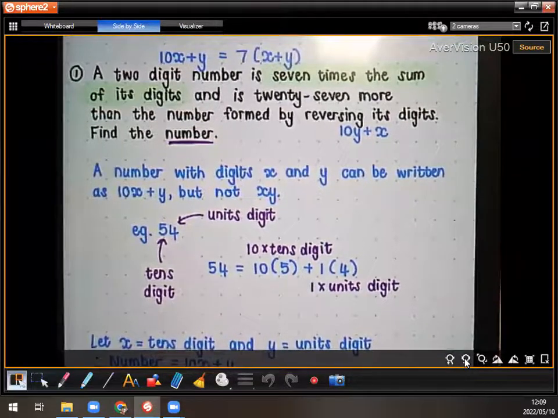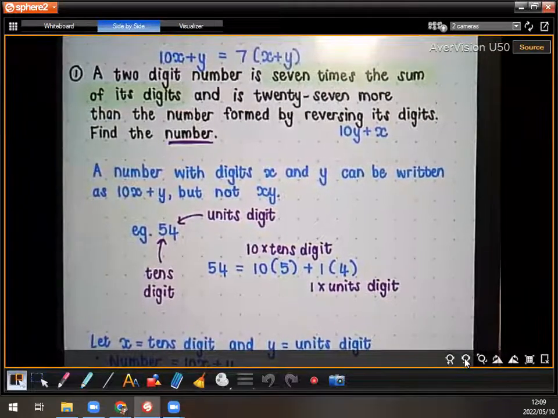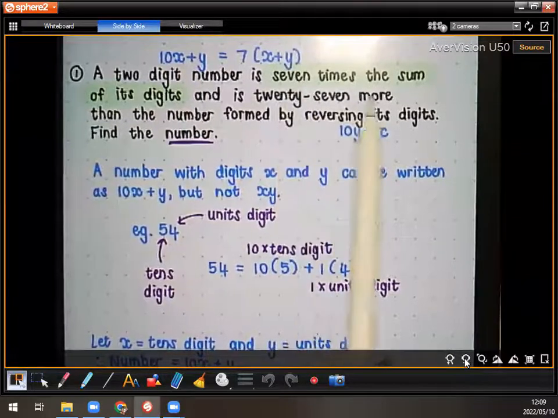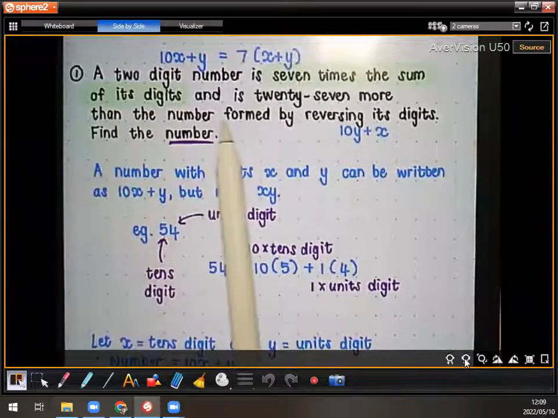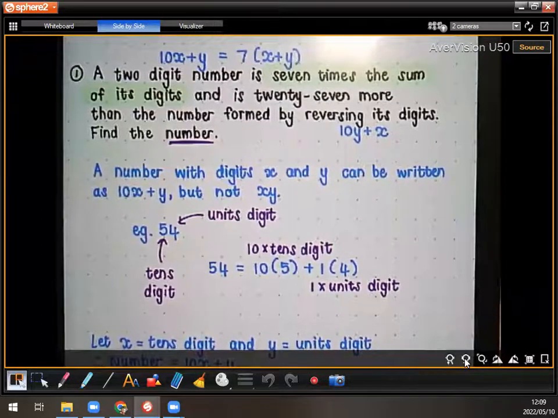So now you would have to take 10 times 4 plus 1 times 5, when you reverse it. Let's just see again quickly. They're saying this number is 27 more than this number that's formed. So how am I going to express that?